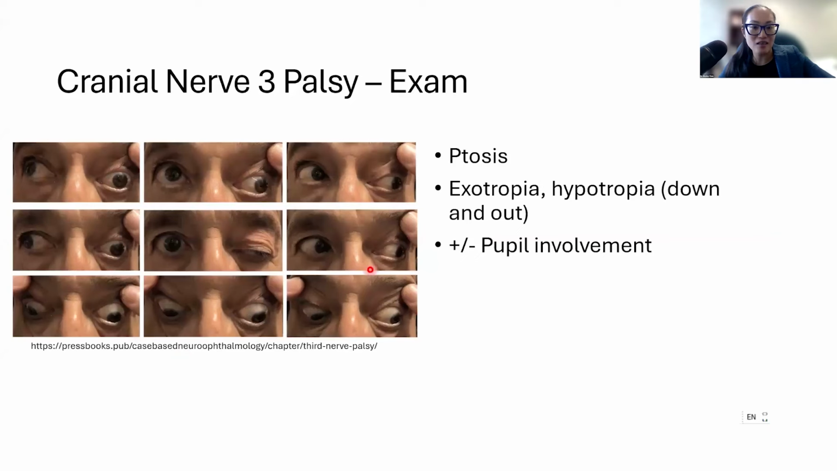You can't see the pupils in this diagram, and so a good pupil examination is important. If there is major anisocoria, so if there is a very big pupil on the left side compared to the right side, you would suspect that there is a pupil-involving cranial nerve 3 palsy, and that is important.